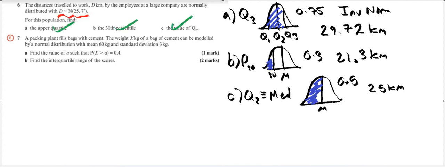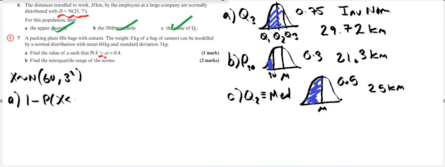Right. Now for question 7. A packing plant fills bags of cement. The weight X can be modelled by a normal distribution with the mean 60 and standard deviation 3. So that means that X is normally distributed with a mean of 60 and standard deviation of 3. Now find the value of A such that P of X greater than A is 0.4. Well, what's important? This is greater, and to use a cumulative distribution, it has to be less. So we do 1 minus P of X being less than A is equal to 0.4.